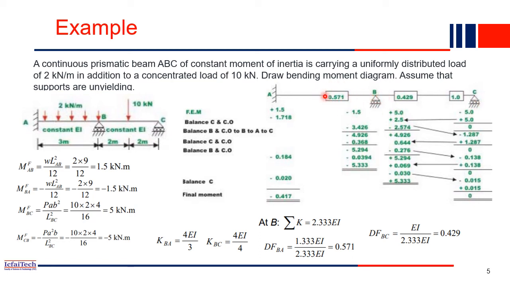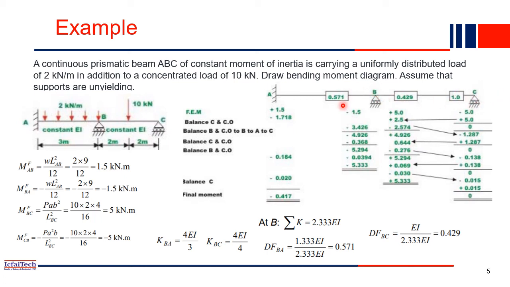The distribution factor for this side, B to A, will be how much? For B to A we computed 0.571, so we write 0.571. Similarly, B to C we computed 0.429. Near the C support it is 1. Each support has two sides, left and right, if two members are connected. That's why two values are written, whereas at C only one value is written, because on the right side there is no support.